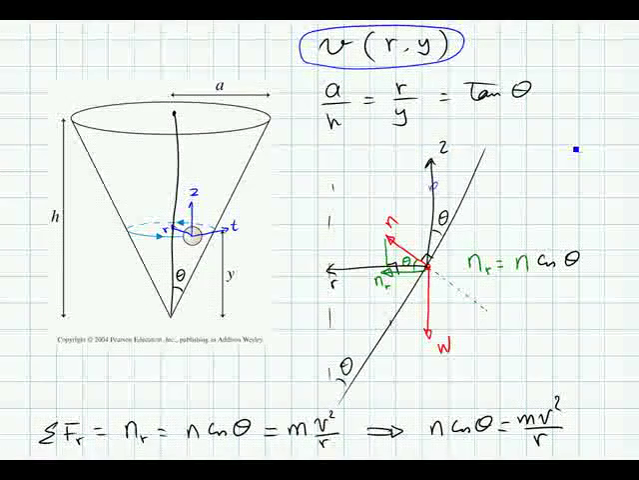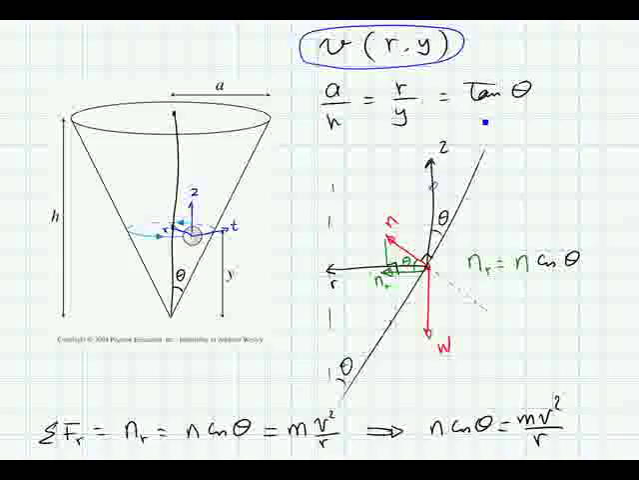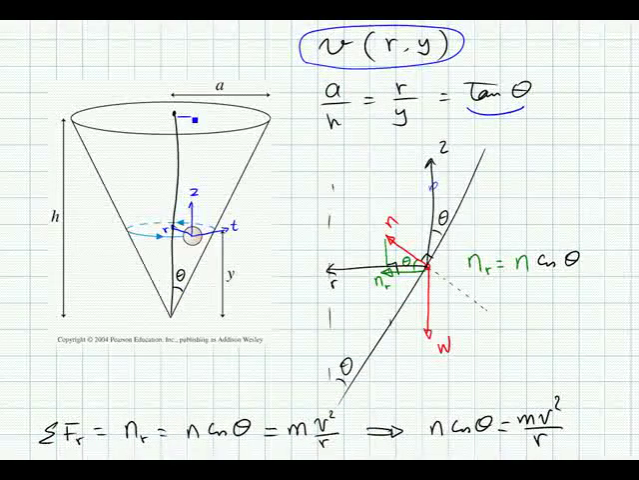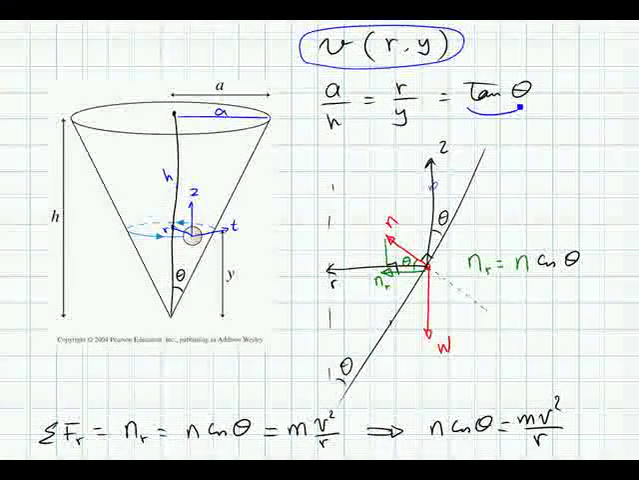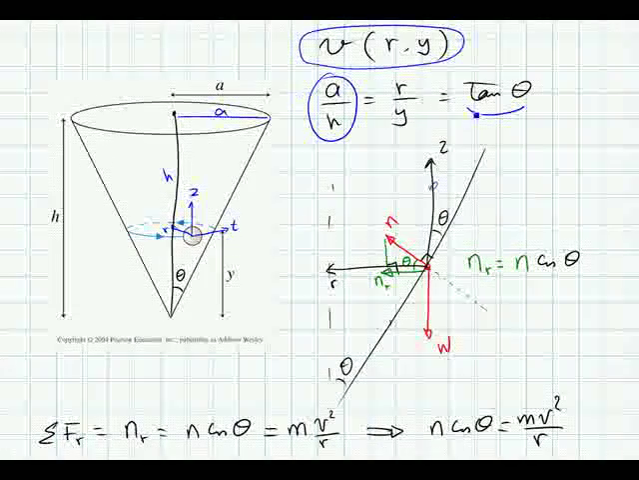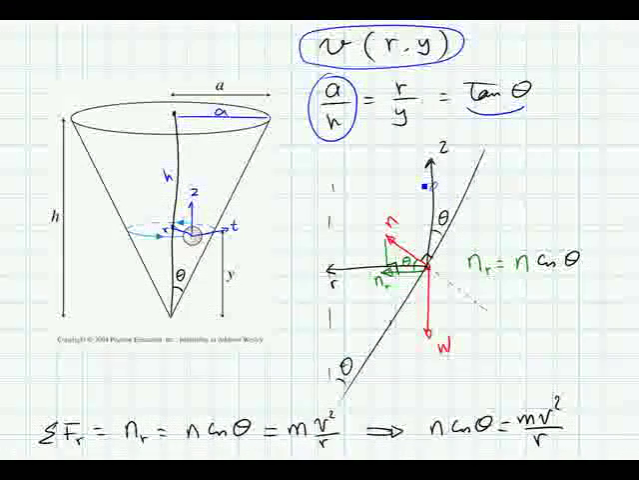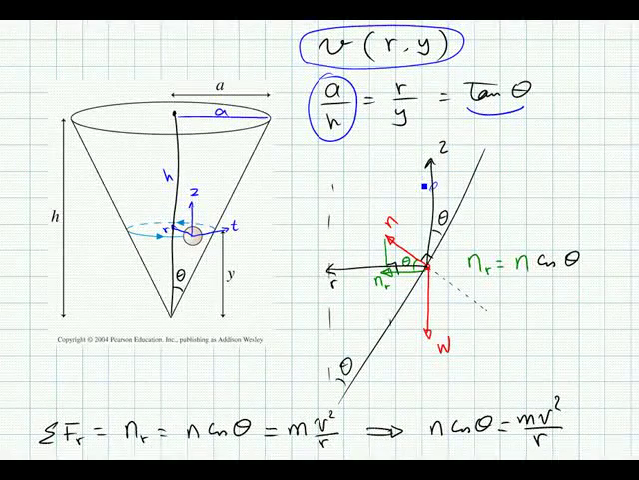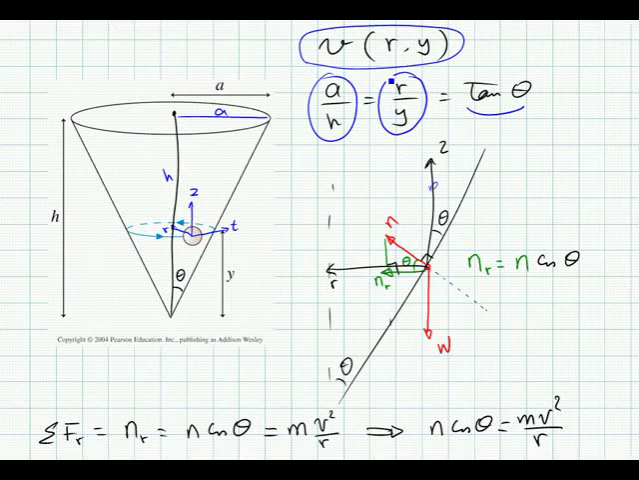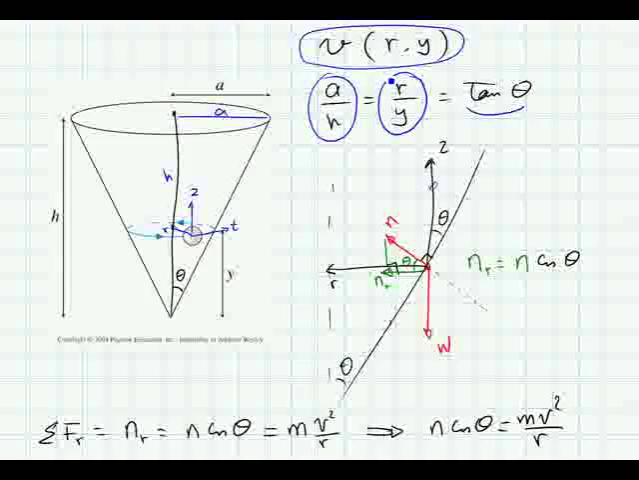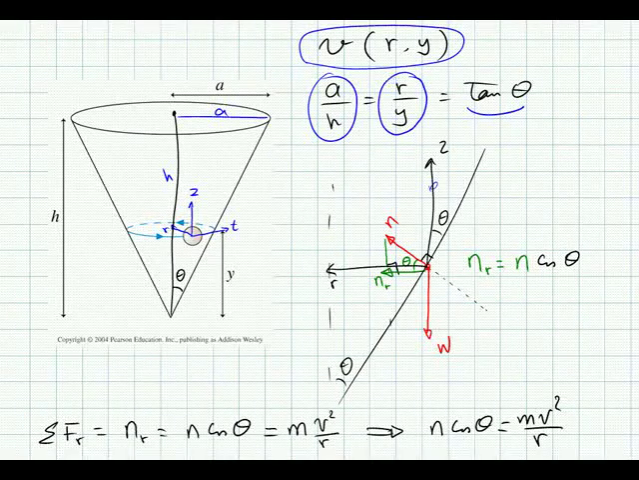Let's come up with an expression for this angle theta. Looking at the drawing that we have, this is A, of course, and this height is H, so tan theta is A over H. Or for the ball in motion, tan theta is also equal to R, which is the radius of the circular path, divided by Y. So you can show that this is true by just looking at the drawing here.